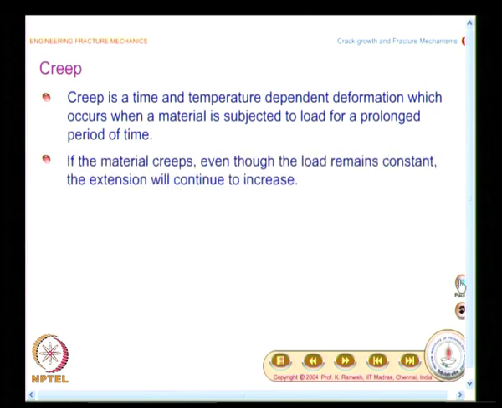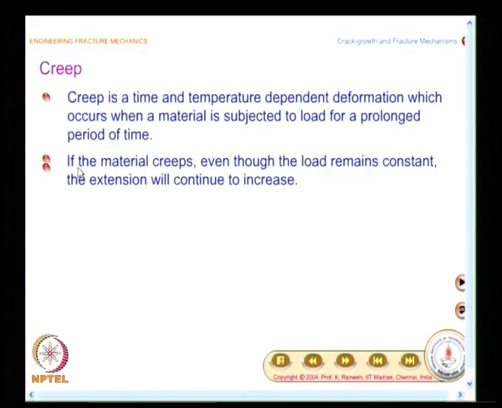mode of crack growth. What is creep? It is a time and temperature dependent deformation which occurs when a material is subjected to load for a prolonged period of time. See, one of the common examples that people use to explain creep is the tar put on the road. If it spills out of the container, over a period of time it will spread without apparent external load. It will keep on creeping, slowly it will move. This you see at room temperature.